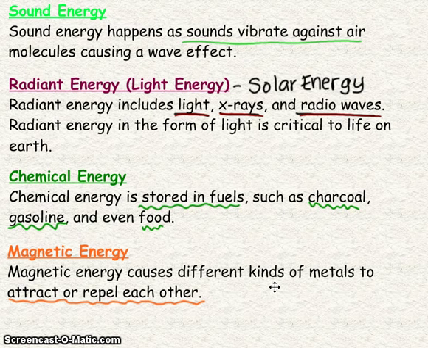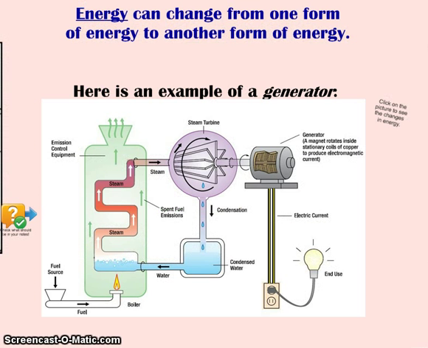Now that you've defined all 7 forms of energy that we can have here on Earth, let's flip our sheet back over. Because we're going to talk about how these different forms of energy can actually change. Energy can actually change from one form of energy to another form of energy. Remember how I told you energy is never created or destroyed, it just changes form?